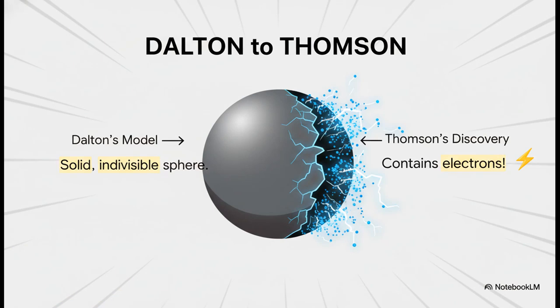And you really can't overstate what a massive shift this was. Suddenly, the atom was no longer indivisible. Thomson had found the electron, this incredibly tiny negatively charged particle. For the very first time, we knew that atoms had internal parts. The simple sphere just got a whole lot more complicated.